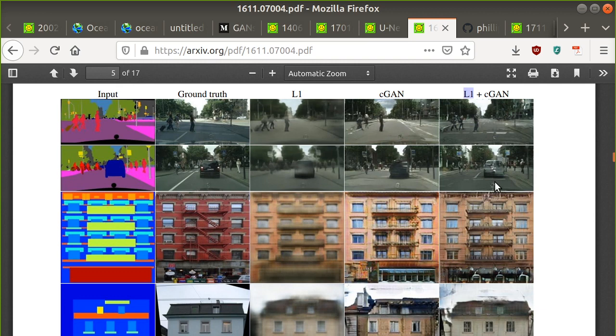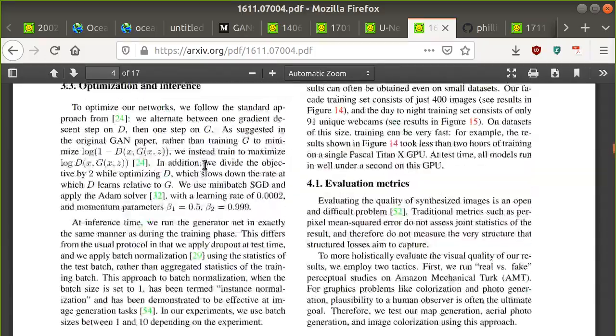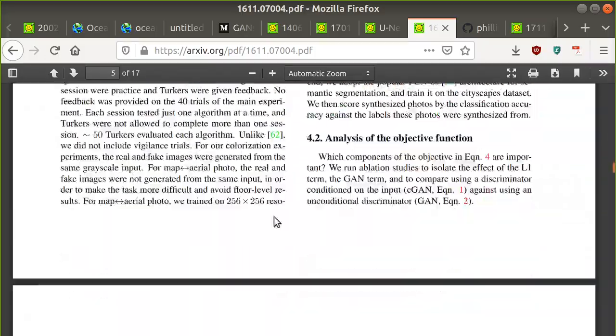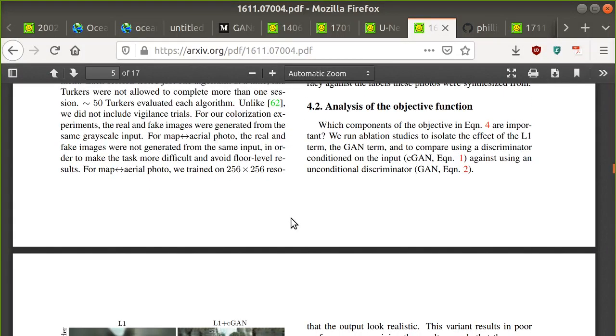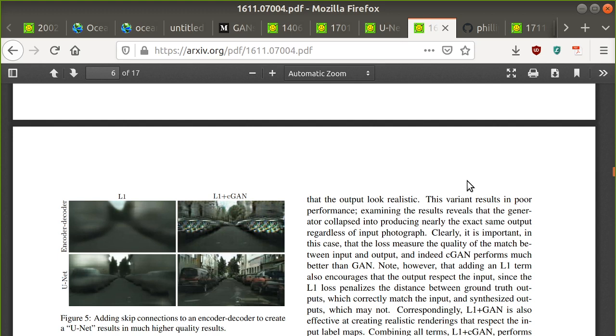whereas adding the L1 term, the sum of absolute value errors, like we're just doing supervised learning, it kind of creates an output which is more tightly clamped to the target. So we're kind of combining the flexibility and the sharp features of the GAN loss with the overall accuracy of supervised learning. So this is what they take from Isola et al.